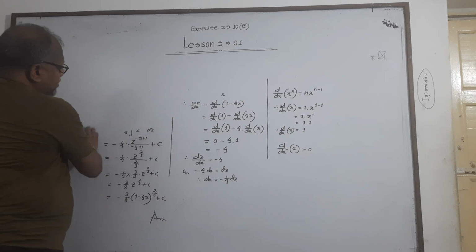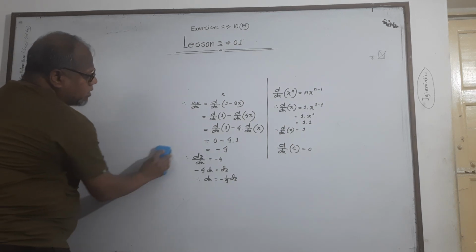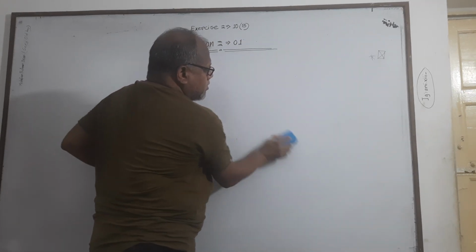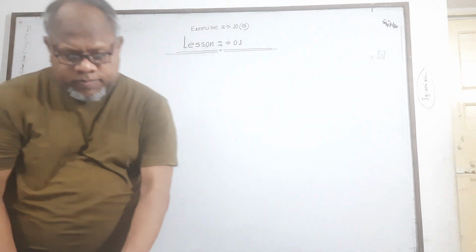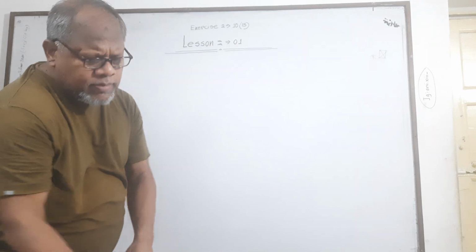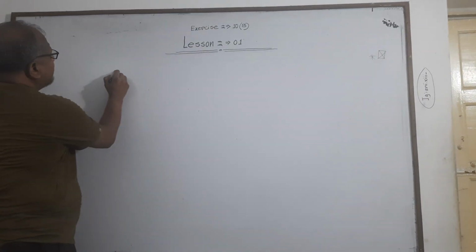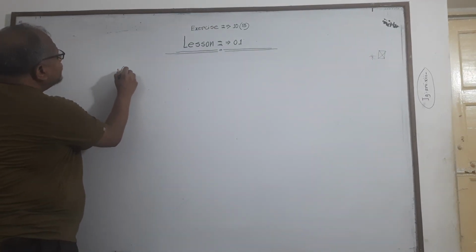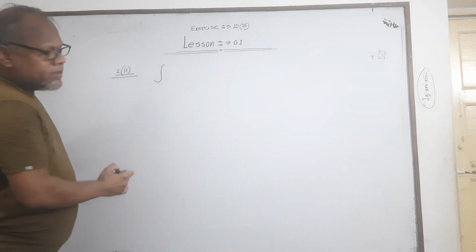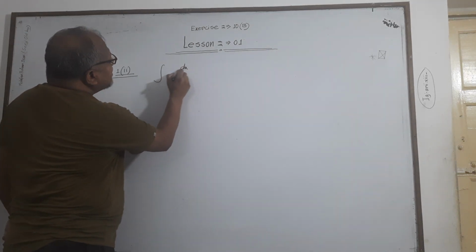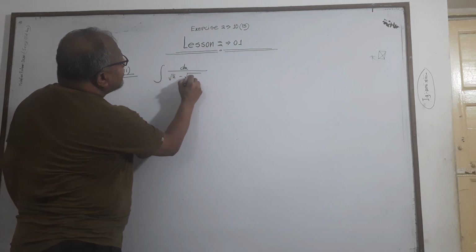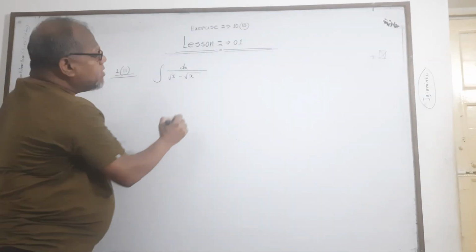Now going to start number 2. Our next math is 1 of 2. Integration of dx divided by root over x minus root over x minus 1.